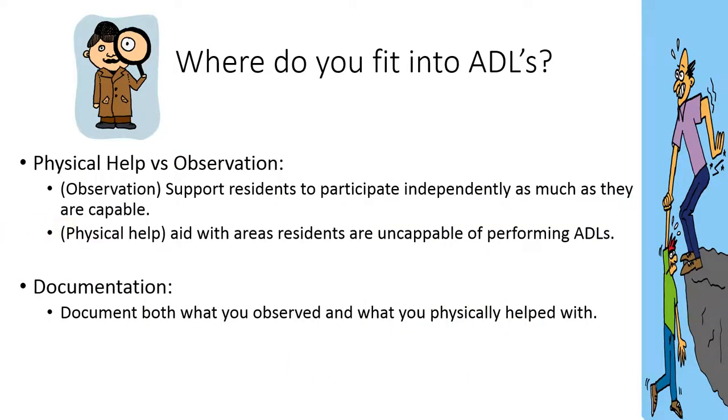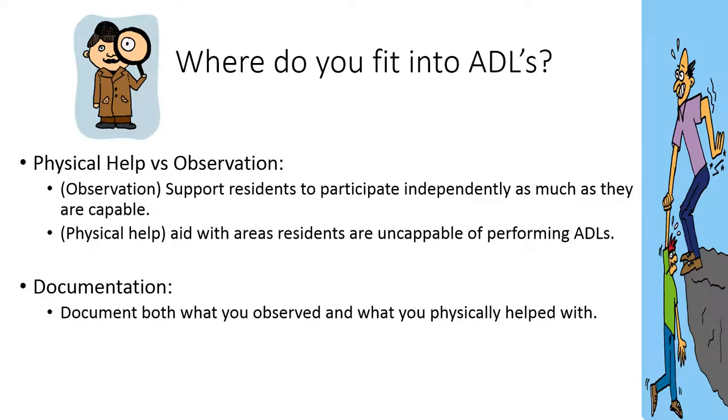So where do you fit into ADLs, or activities of daily living? What is the difference between physical help versus being an observer or observation? Observation, we support residents to participate independently as much as they are capable. We observe, let them do what they can do. If they're unable to do it without assistance, we may move into physical help, aiding with areas residents are incapable of performing their own ADLs and they need assistance.